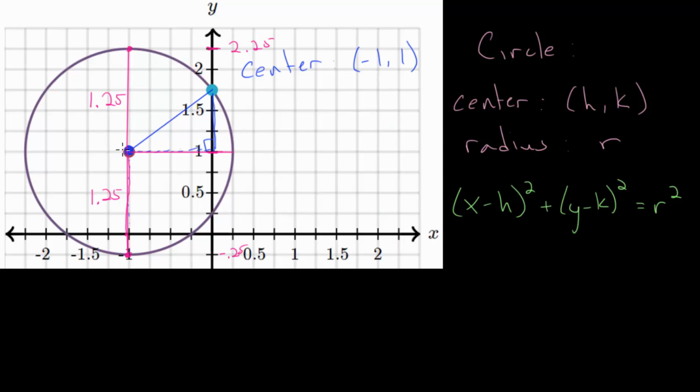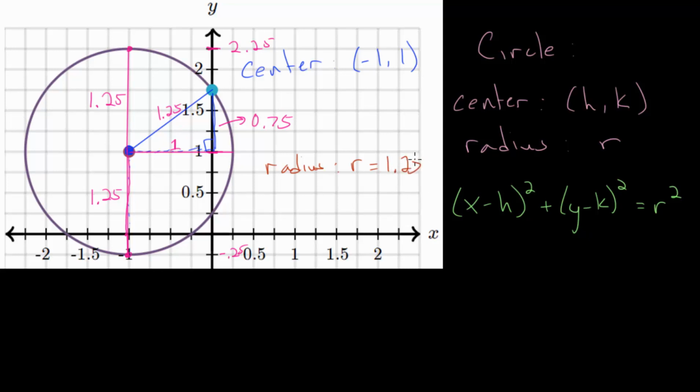But if we do want to find it with the Pythagorean theorem, we could check it doing it that way. This is a distance of 1. This right here would be a vertical distance of 0.75. If we square each of these, add them together, and then take their square root, we will find this is 1.25. So there are many ways to find the radius, but the general conclusion is that in this case, the radius, which we call r, is 1.25.